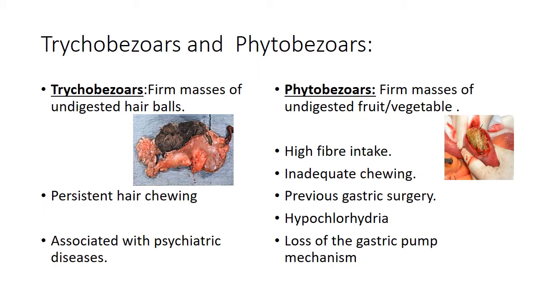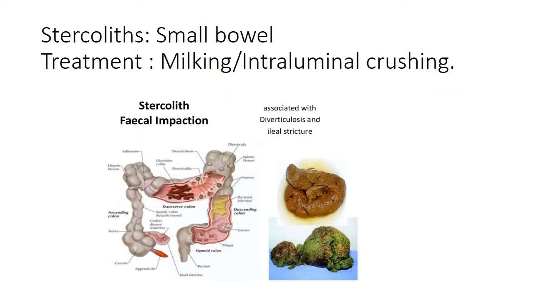Trichobezoars and phytobezoars may also cause obstruction. Trichobezoars are firm masses of undigested hair and occur due to persistent hair chewing in a patient with psychiatric manifestation, while phytobezoars are firm masses of undigested fruit or vegetable, and predisposing factors for the occurrence of phytobezoars are high fiber intake, inadequate chewing, previous gastric surgery, hypochlorhydria, or loss of the gastric pump mechanism.